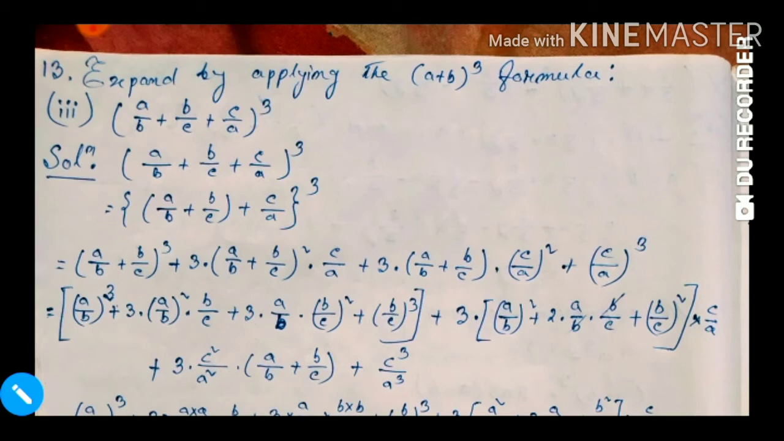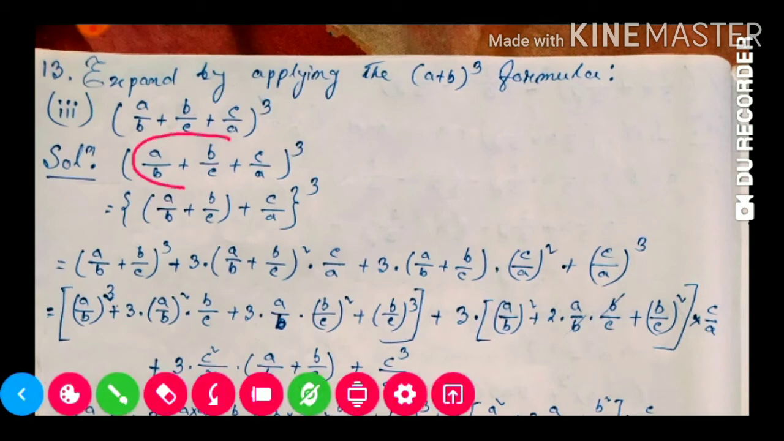So we'll break this one as the first two as our a, and this one is our b. So in bracket we'll write the first two as a and this one as b, and whole cube. Now together this one is our a. So by the a plus b whole cube formula, a cube plus thrice a square b plus 3a b square plus b cube. Now again this one is an a plus b whole cube formula, we will apply here. So a cube plus 3a square b plus 3a b square plus b cube.